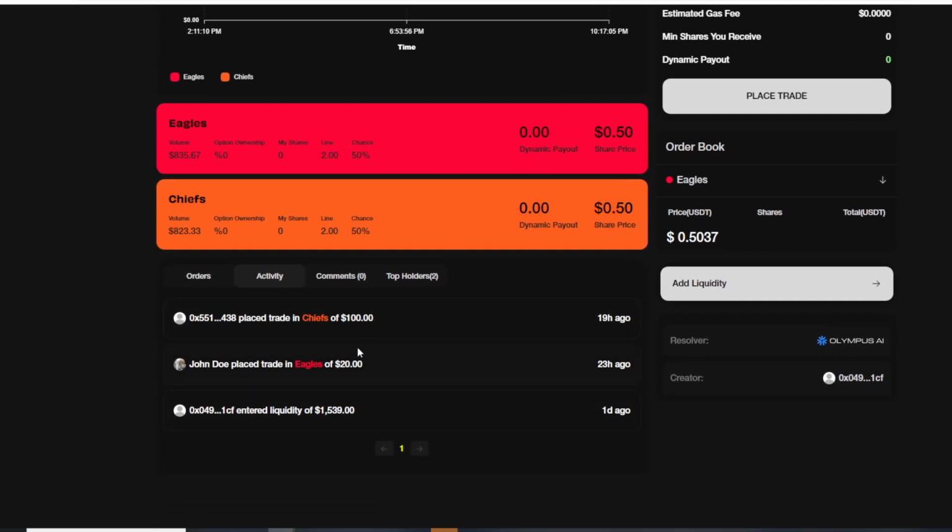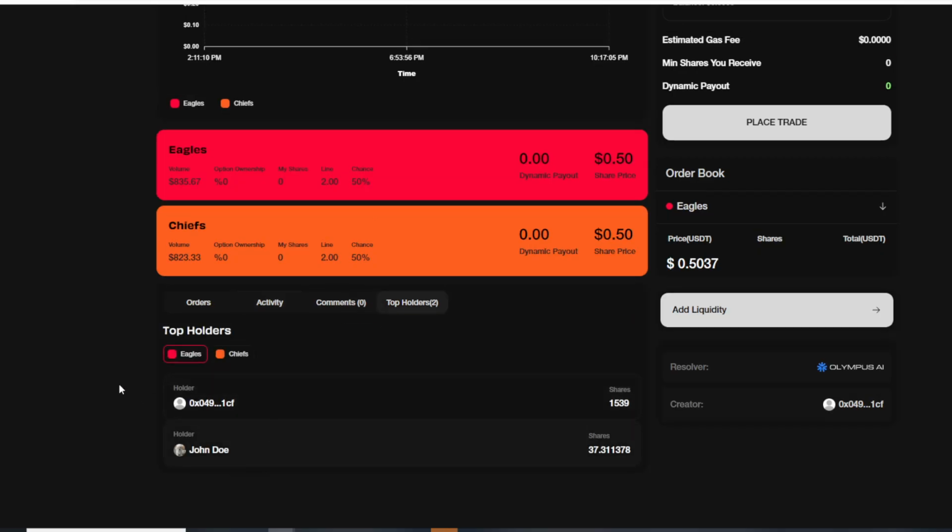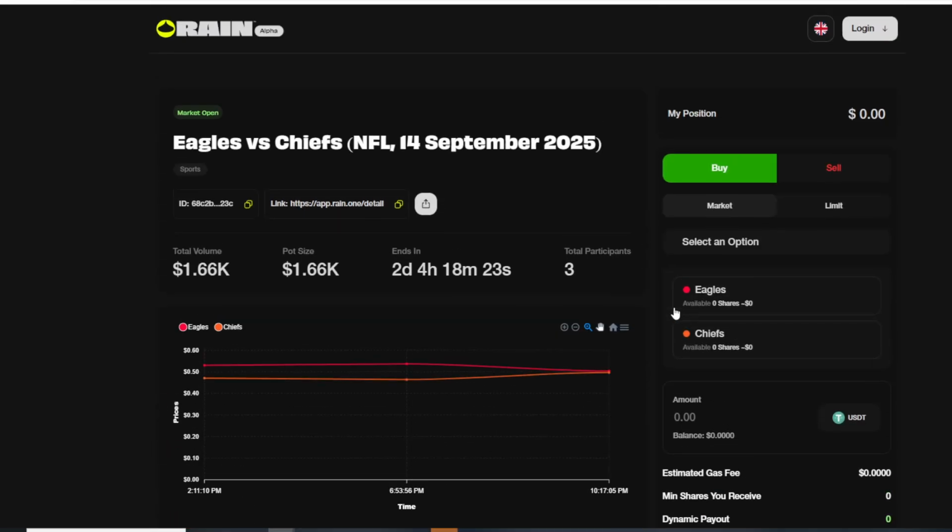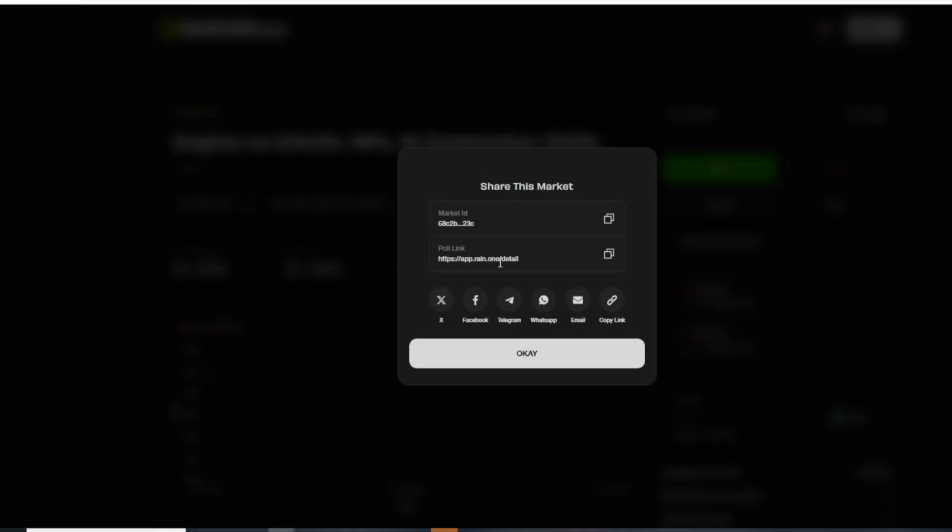Orders, activities. So this shows current activities. So of $100, $20, someone entered liquidity there. Top holders here. Okay. So clearly this is a new product, essentially. And basically what is happening here is that what they have here. So they have link to app rain details. So what is this? Oh, so you can be able to share the market. Okay, this is good. So you can be able to share the situation.